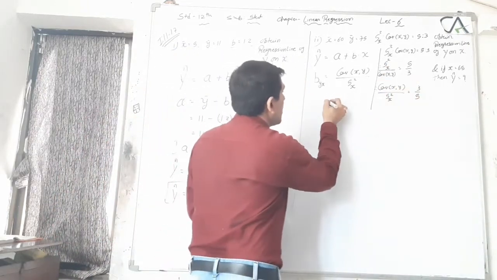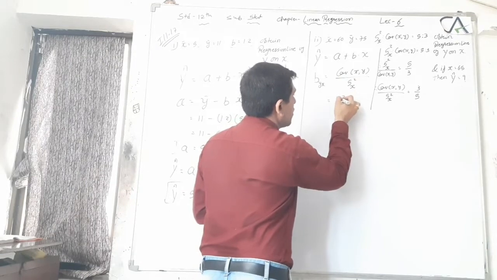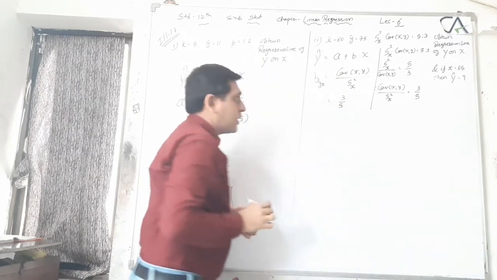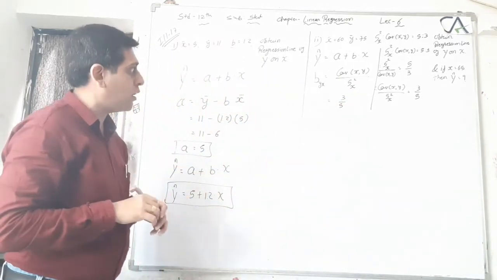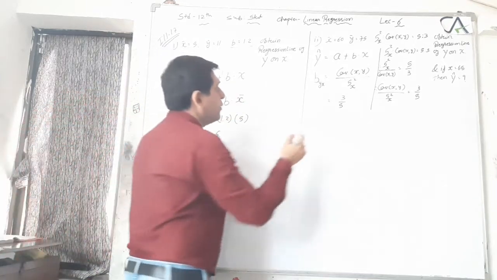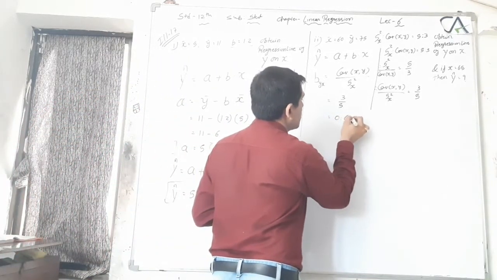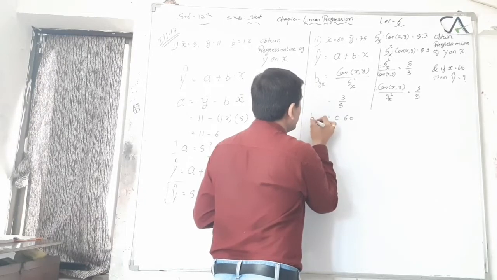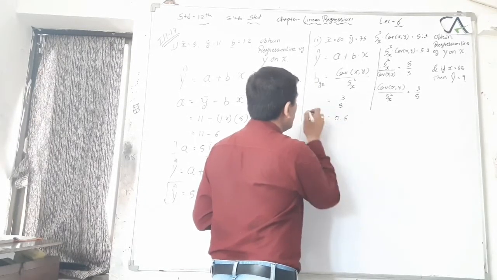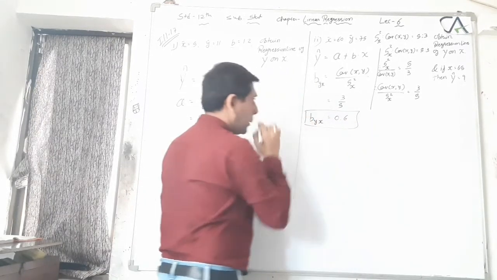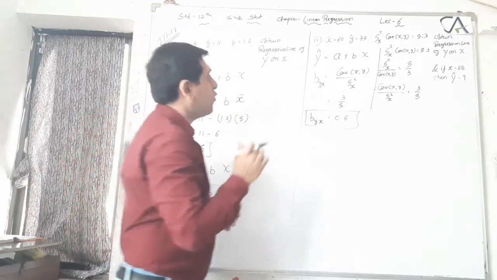So put the value here now. Covariance of xy is equal to 3 and Sx square is equal to 5. The ratio of these two is 3/5. The answer is 0.60 or 0.6. Byx is equal to 0.6. Right? Now find out the value of a.